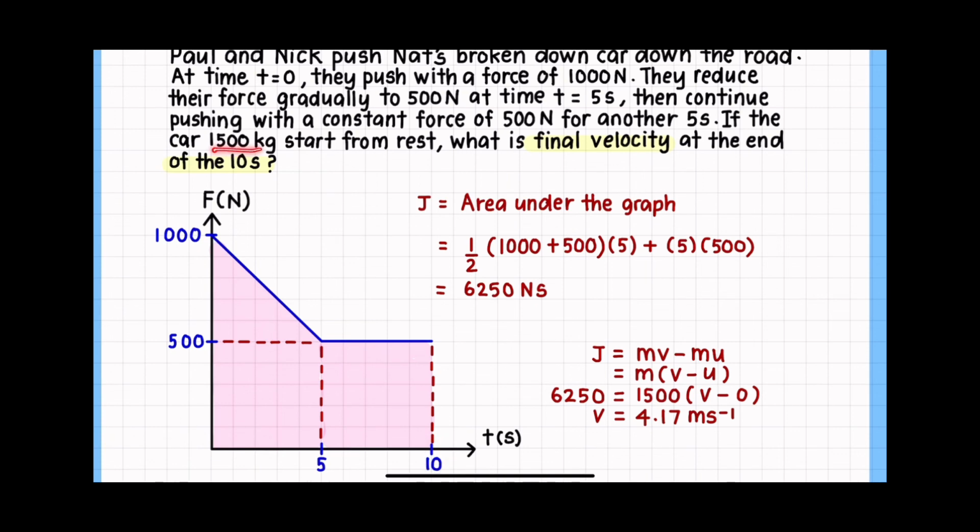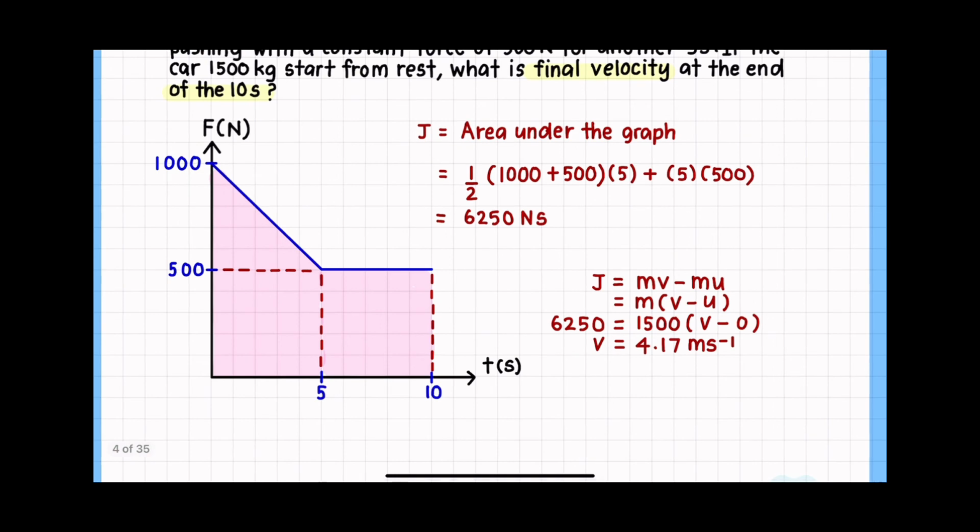If the car is 1,500 kg starting from rest, what is the final velocity at the end of the 10 seconds? Okay, so untuk dapatkan jawapan final velocity, awak tahulah force versus t, area under the graph represents impulse. So based on impulse, kita kira lah area under this graph, ini adalah luas trapezium, plus with the square. Okay, so 5 times 500, so you dapat 6250 Newton second, and then you relate dengan change of momentum lah, di mana mv minus mu, you akan dapat nilai final velocity. So I get 4.17 meter per second.